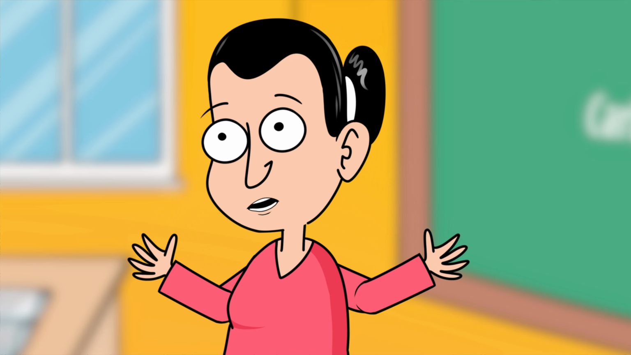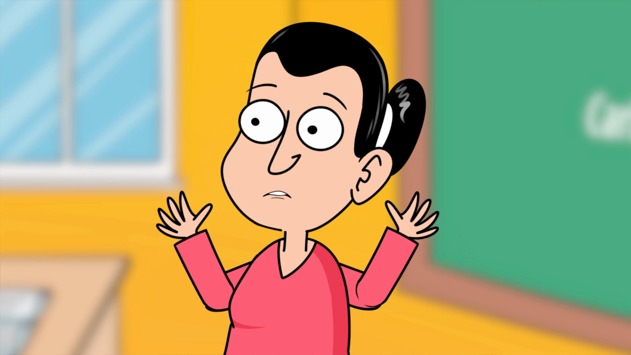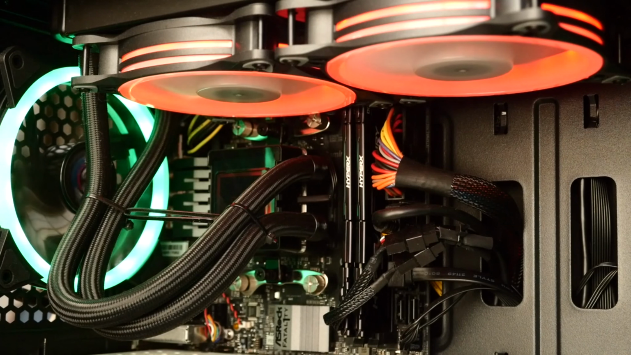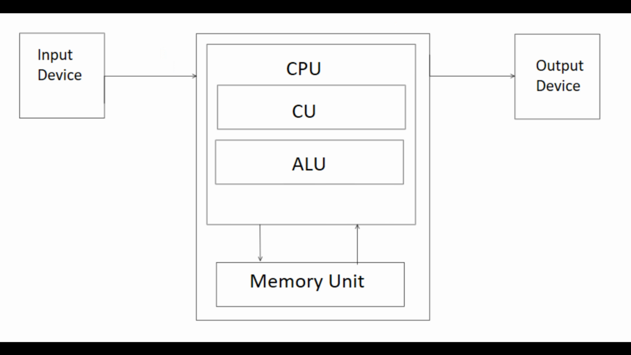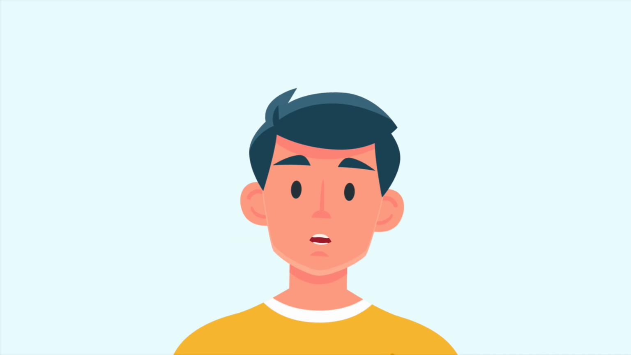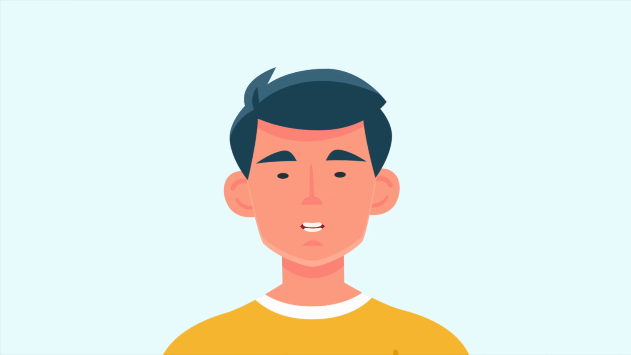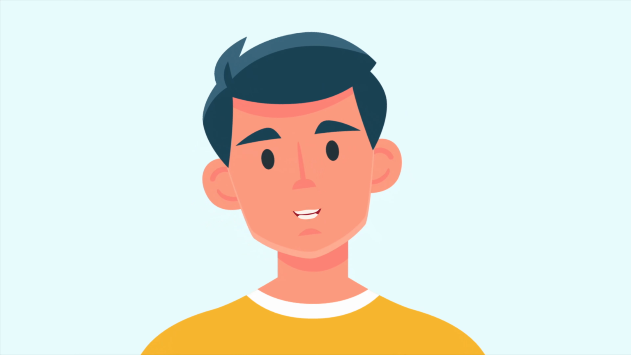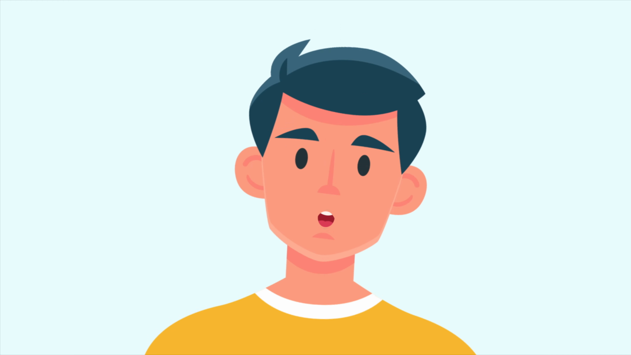Now on to the central processing unit or CPU. It's the main processing device in a computer system. The CPU consists of three main parts: the arithmetic logical unit, ALU, the control unit, CU, and the memory unit, MU. The arithmetic logical unit performs mathematical calculations and comparisons, while the control unit manages the flow of data. The memory unit, on the other hand, is responsible for storing data and information.